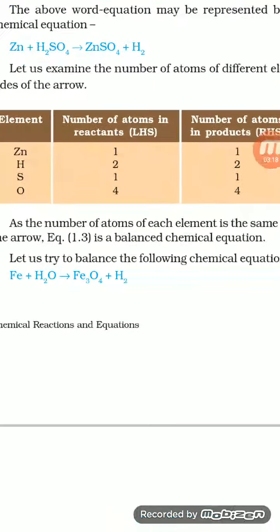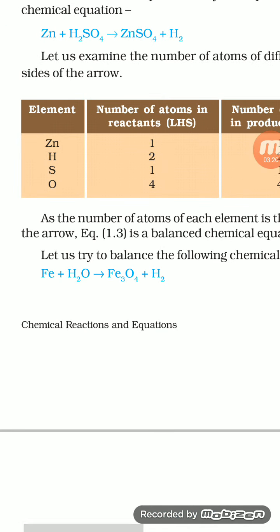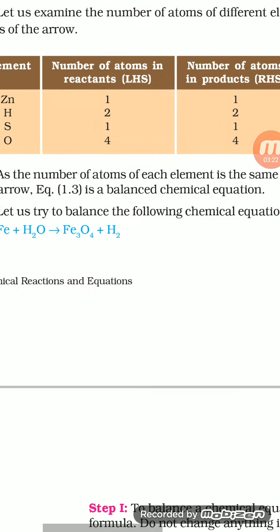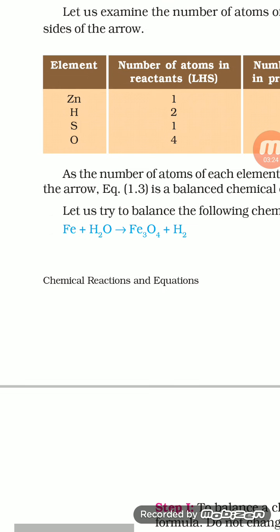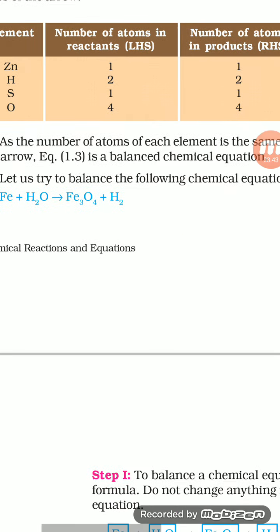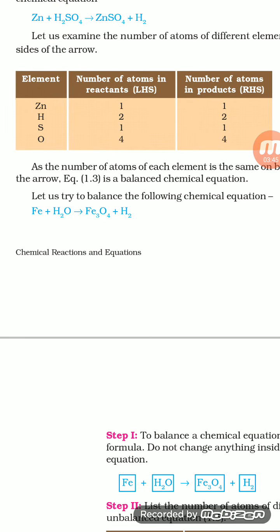Let's see the next one: Fe iron plus H2O water gives Fe3O4 plus H2. Here we see in the reactant Fe is 1 and in the product it is 3. Hydrogen here is 2, again 2, same. Oxygen in the reactant is 1 and in the product 4. So here they are unbalanced, so we have to balance. Now how will we balance?